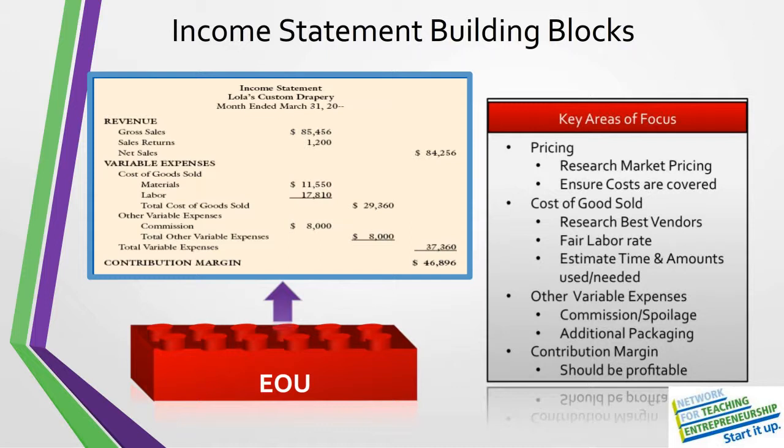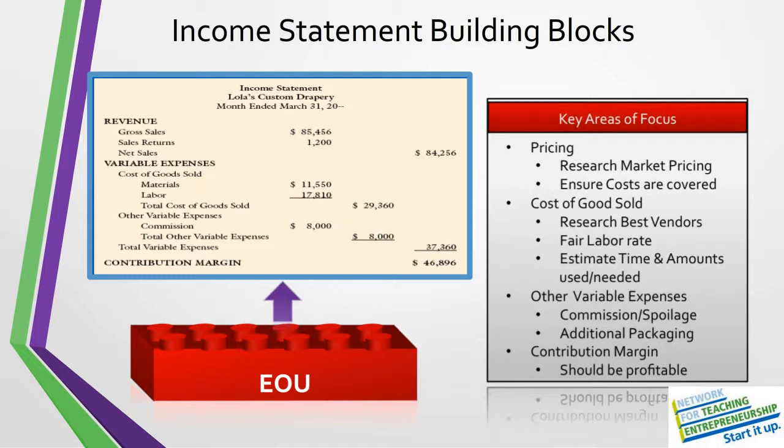2, the cost of goods sold. She needs to research and find suppliers that will provide her with good quality product at a good price for materials like cloth. She also needs to estimate precisely how much of that cloth she will use per custom drape. Labor is another factor of the cost of goods sold that she needs to consider, whether it's herself or someone else that will sew her drapes. She needs to estimate the total amount of time that she believes it will take to sew one unit and price that at a fair labor rate.